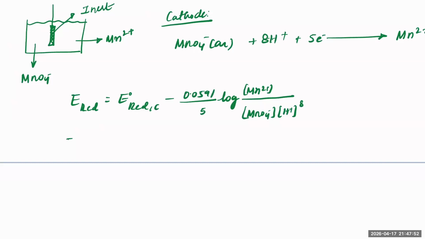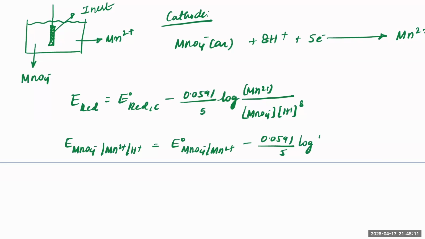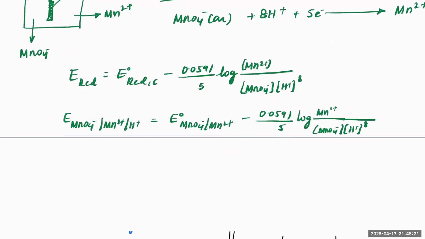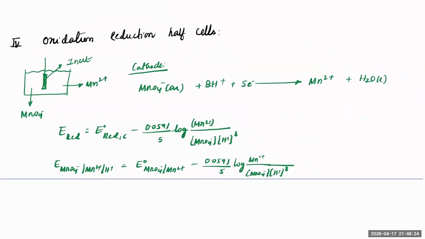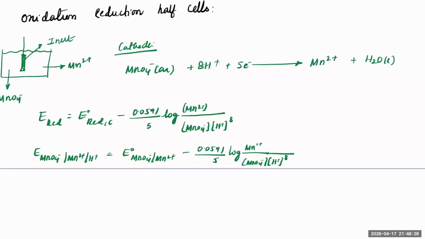So that makes it E of MnO4 minus to Mn2 plus in acidic medium equal to E naught of MnO4 minus to Mn2 plus in acidic medium minus 0.0591 by 5 log of Mn2 plus by MnO4 minus and H plus raised to the power of 8. Please check this out. This is the oxidation reduction half cell.